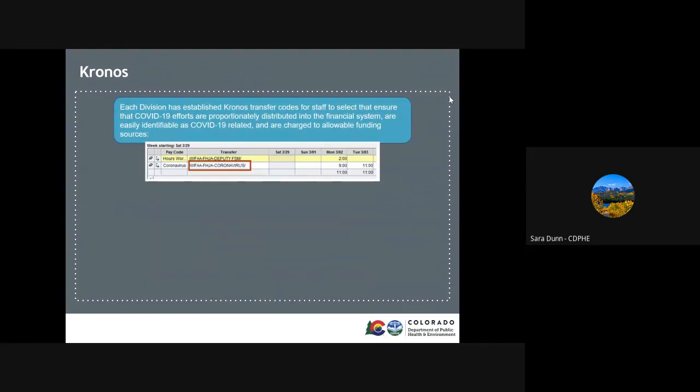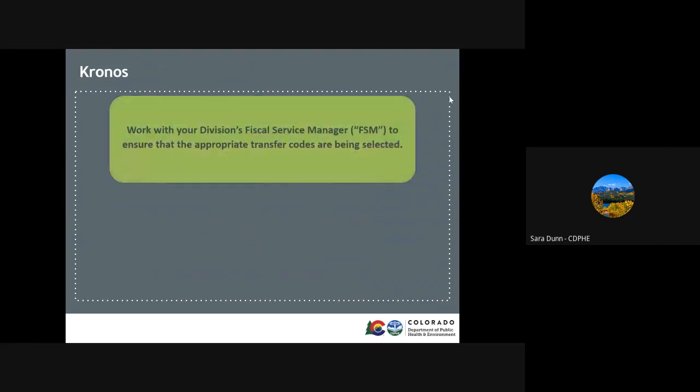Each division has established Chronos transfer codes for staff to select that ensure that COVID-19 efforts are proportionally distributed into the financial system and are easily identifiable as COVID-19 related and are charged to allowable funding sources. Staff must work with their respective division's fiscal service manager, personnel liaison, or timekeeper to ensure that the appropriate transfer codes are being selected.